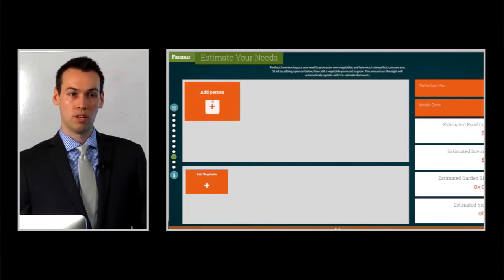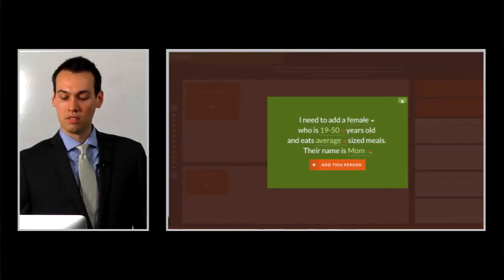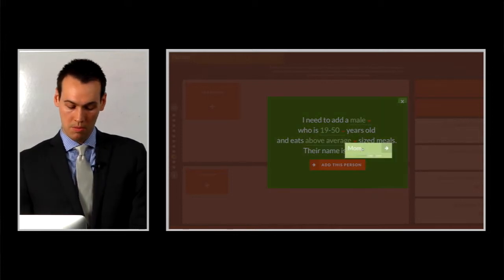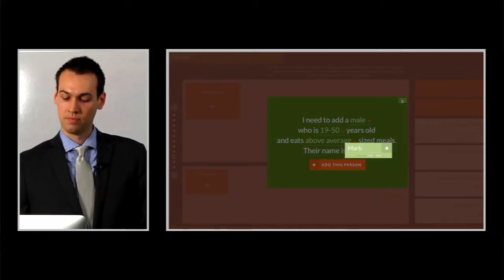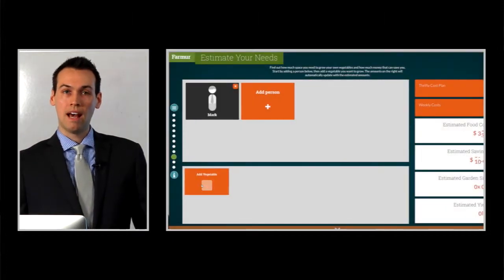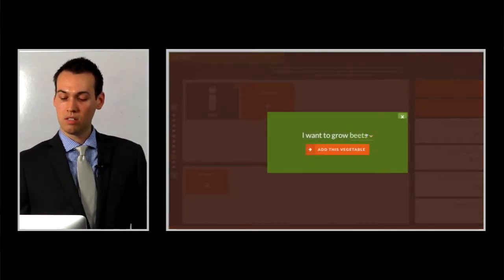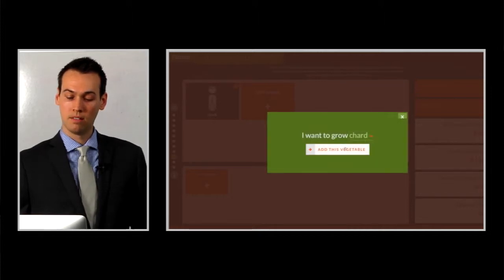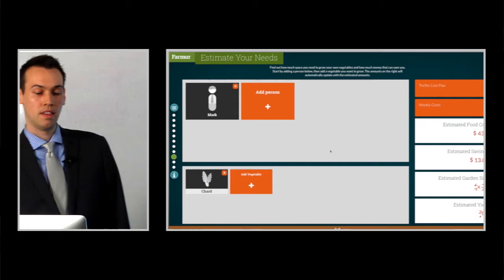I'll go ahead and just demo it. I'll add myself. I ate above average, and I'll say my name is Mark. And go ahead and add a vegetable I'd like to grow. I'm going to say I would like to grow, let's go with chard. Add this. So as you can see, there I am.